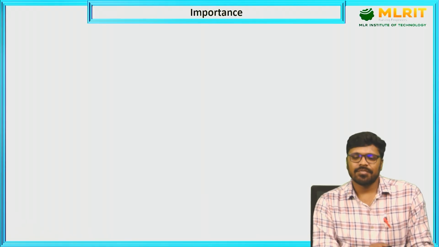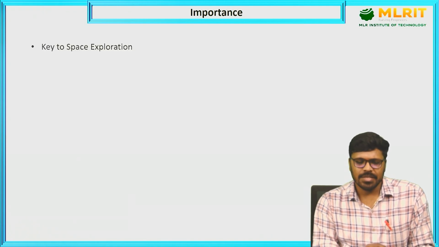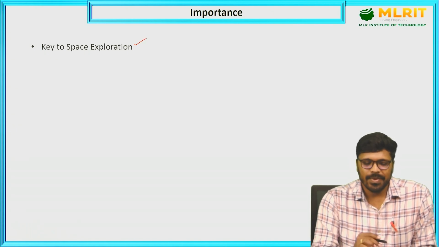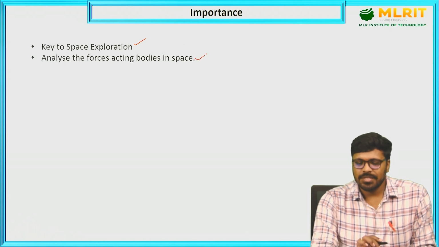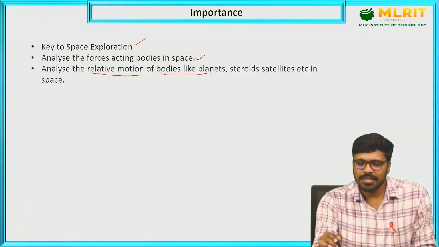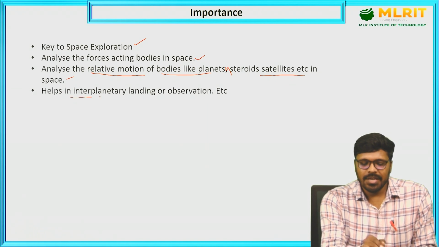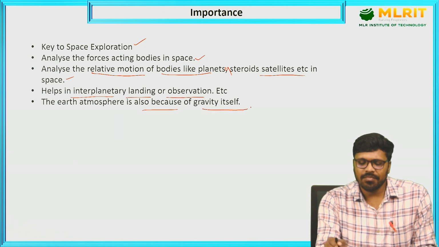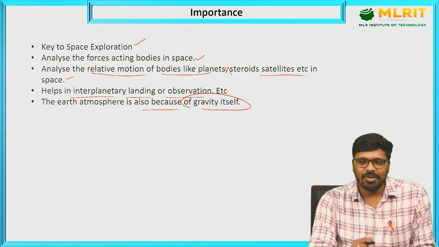So what is the importance of gravity? Gravity is very necessary, right? Gravity makes us explore the space. It is key to space exploration, and we can analyze the forces acting on bodies in space with the help of gravity. You can analyze the relative motion of bodies like planets, asteroids, satellites, etc., which are in space, and this helps in interplanetary landing, observation, etc. The earth's atmosphere is also because of gravity only. Whatever atmosphere we have around the earth is also due to gravity only.